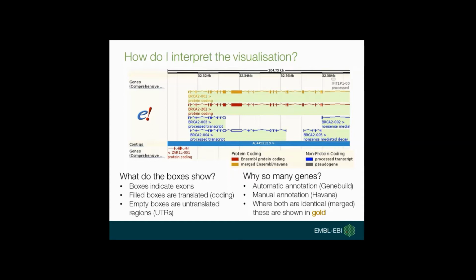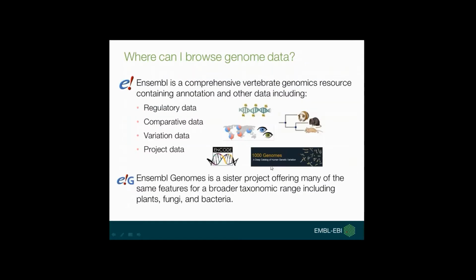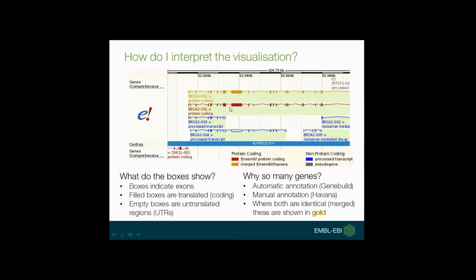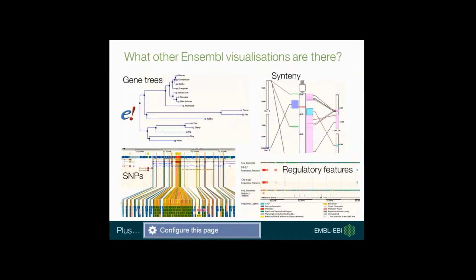And you can add different tracks. I should also just point out that all of the boxes indicate exons, and filled boxes are coding, whereas the empty boxes, I guess here, are untranslated regions. Okay.